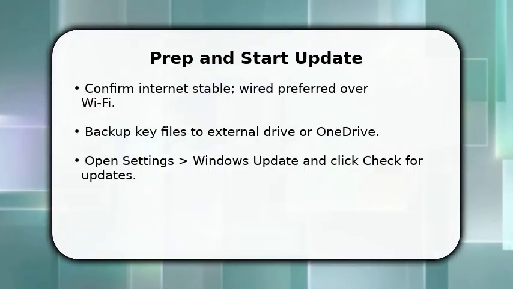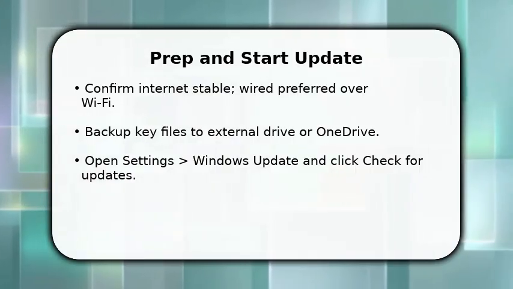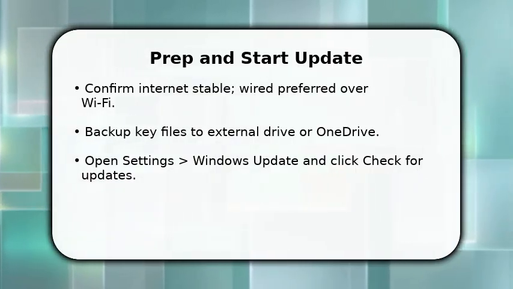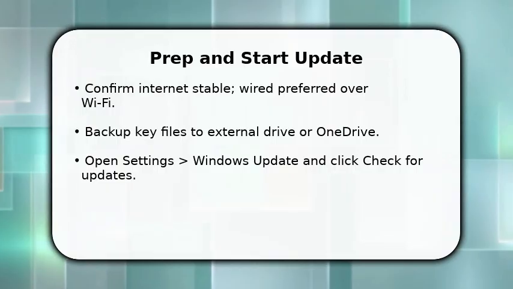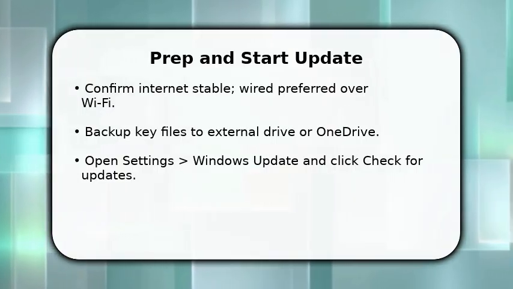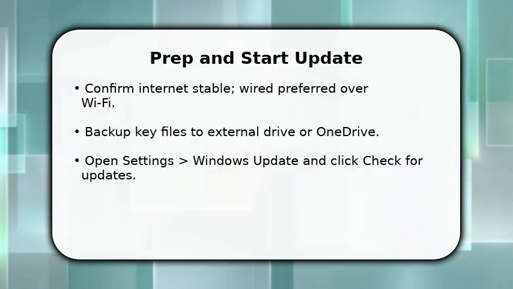You'll begin by ensuring a reliable connection and a recent backup. That prevents rollback panic. Once connected, plug in power if on a laptop, then open Settings and navigate to Windows Update. Make sure optional updates are visible. Click Check for updates to fetch the latest build.